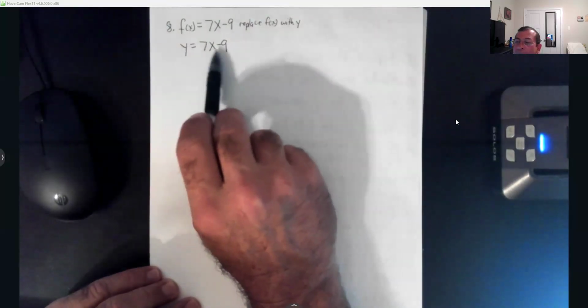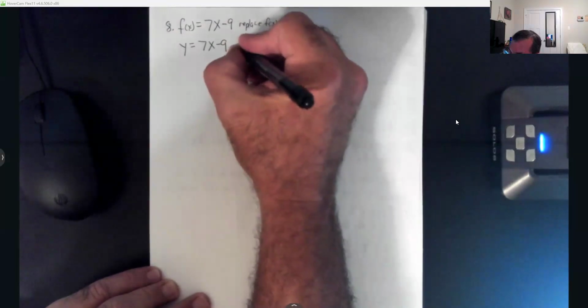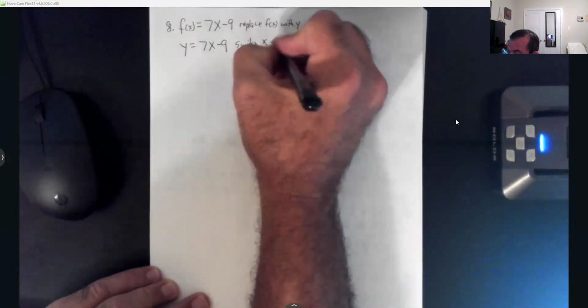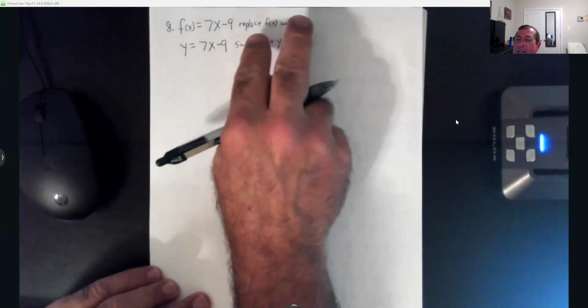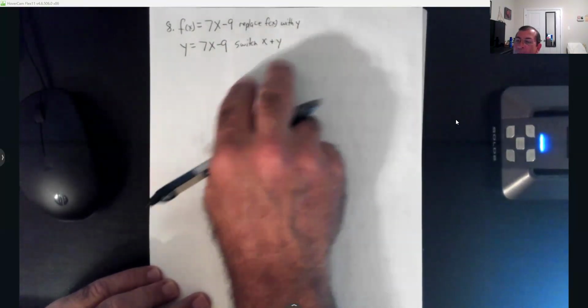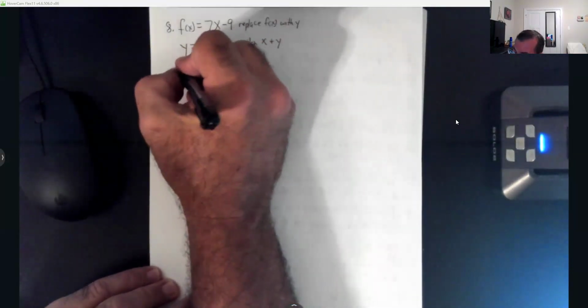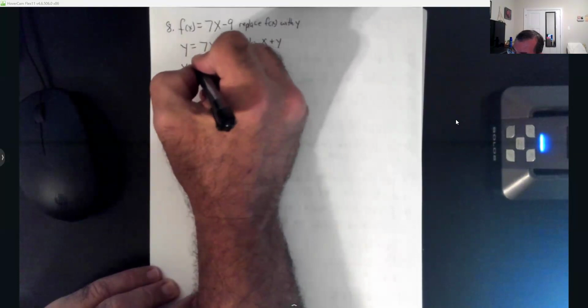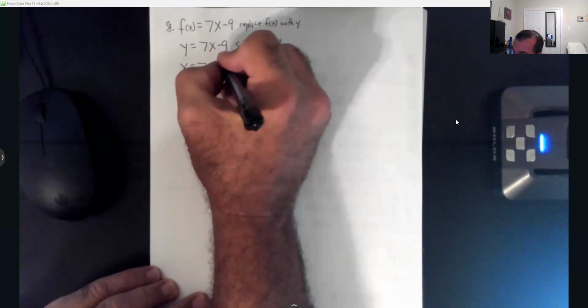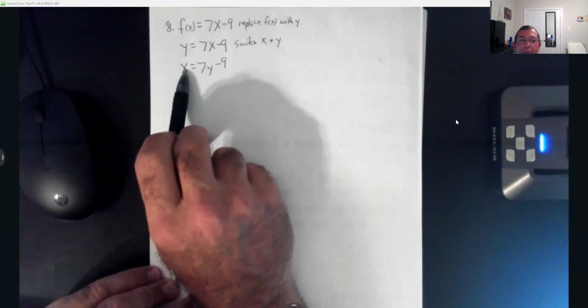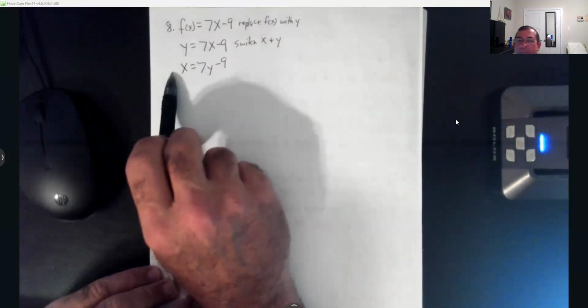And what do we do next? We're going to switch the x and y. I'm just going to write my instructions down on a few of these, and then once y'all get the hang of it, we'll just work them. So that's going to give you x equals 7y minus 9. Now notice, I'm not moving the number in front of the y. I'm just switching that x and y around.